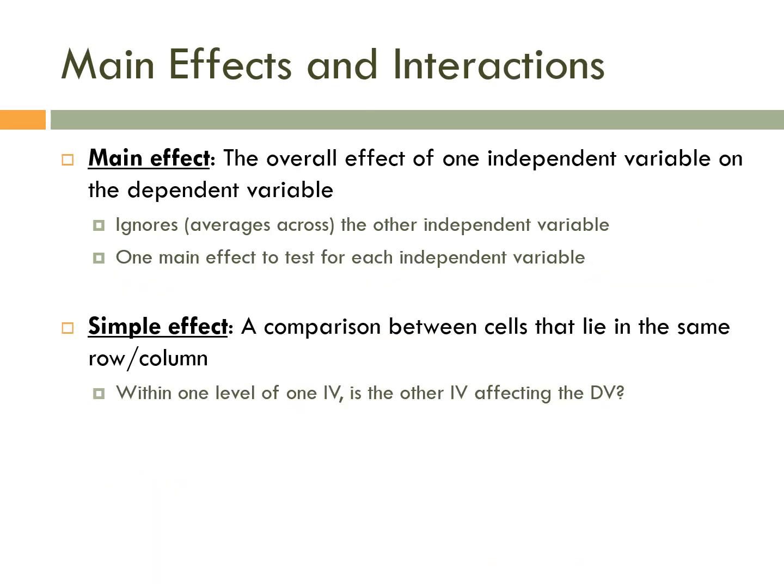We are comparing the cells that lie in the same row or column. That's the way we're doing it, but it's saying within one level of an IV, is the other IV still having an effect on the DV? So again, we do this through a comparison between the cells that lie in the same row or column.